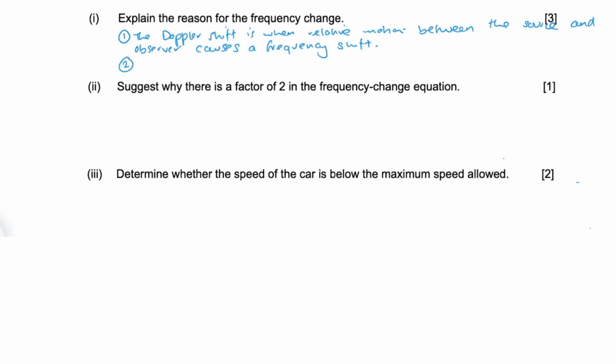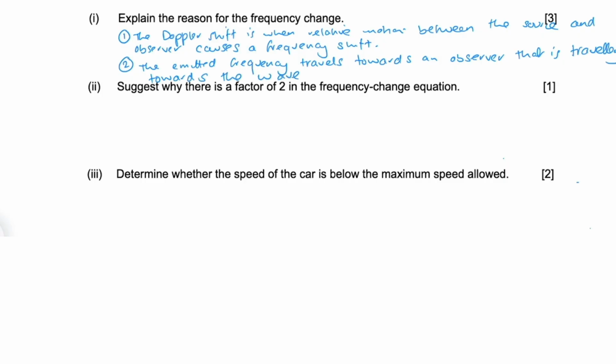So 2, the emitted frequency travels towards an observer that is travelling towards the wave. And then 3, this causes an increased frequency to reflect.